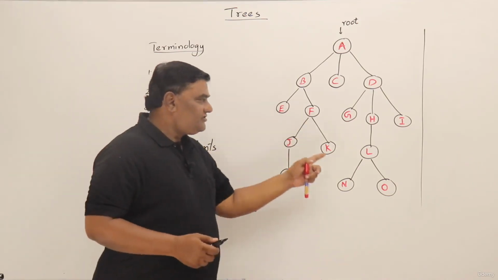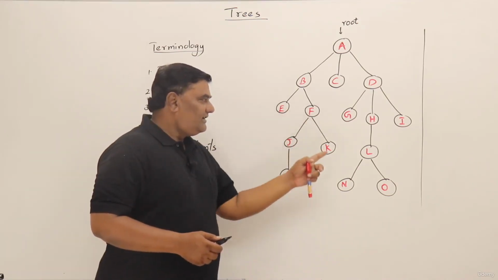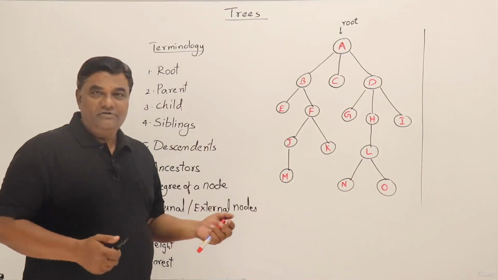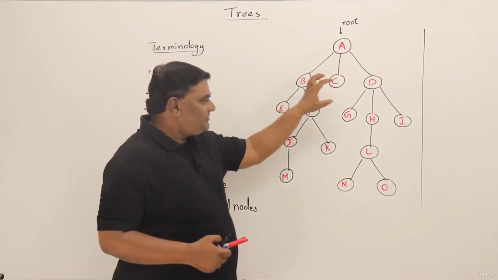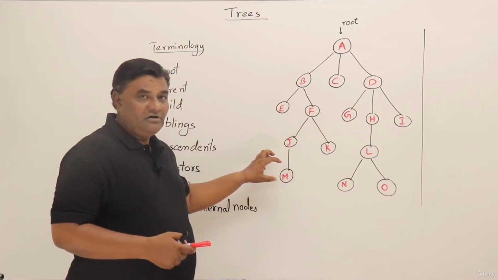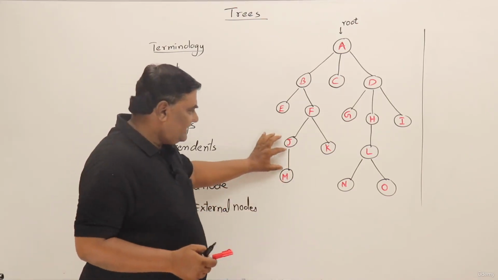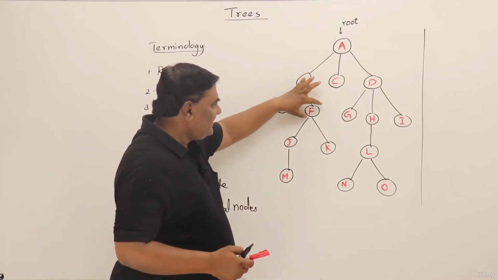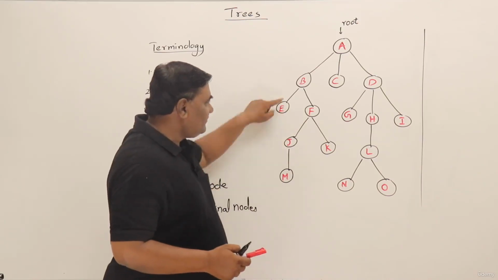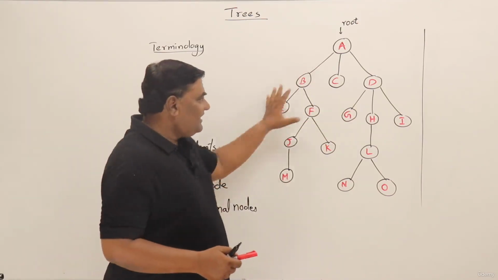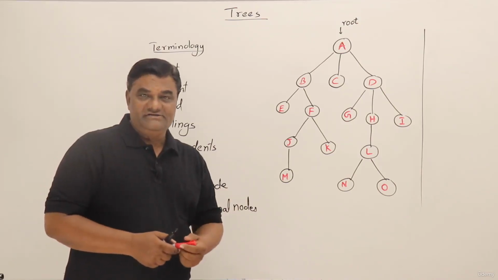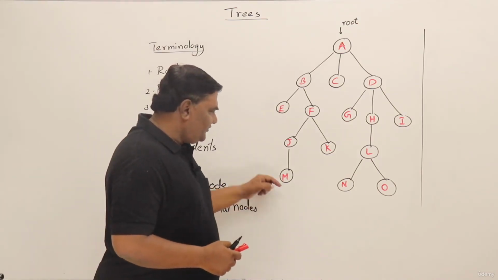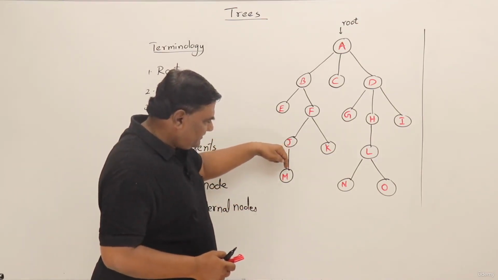See, here I have taken a general tree and nodes are containing alphabets so that it's easy for you to understand. Let us define a tree. Tree is a collection of nodes or vertices and edges. Nodes and edges. These links are called edges. If there are n nodes, then there will be n minus 1 edges. Because for each node, you can see that there is an edge coming over that node.